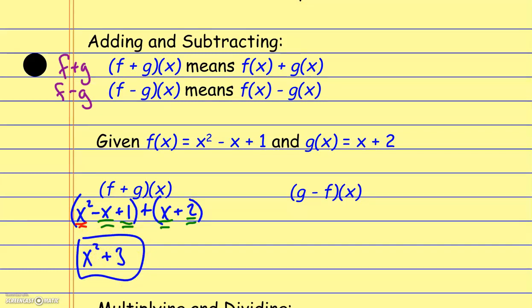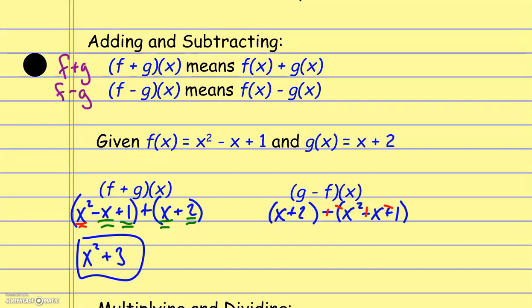And the same thing here. This time I have g minus f of x. I'm going to start with the g function. The g function is x plus 2. The f function is x squared minus x plus 1. And again, this is telling me to subtract this time, so I'm going to subtract these two functions, and that's it. All right. In order to subtract them, I'm going to change this to adding the opposite.